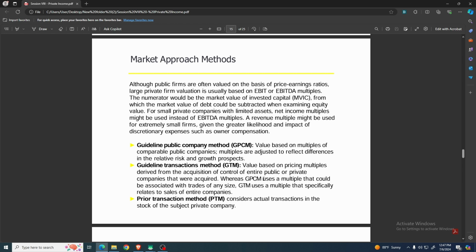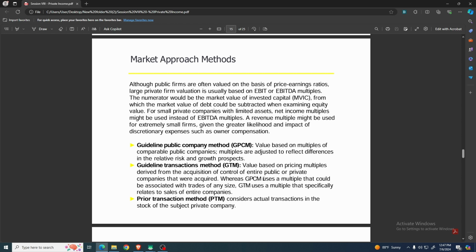So, I'm sure you have discussed this or you have gone through this in Professor Damodaran's lectures also. So valuation multiples can be addressed in different aspects. First one is the public firms versus private firms. So public firms are often valued using the price to earnings ratio, PE ratio. So for large private firms, valuation is typically based on the EBIT, or the earnings before interest and tax, or EBITDA, earnings before interest, taxes, depreciation, and amortization multiples.